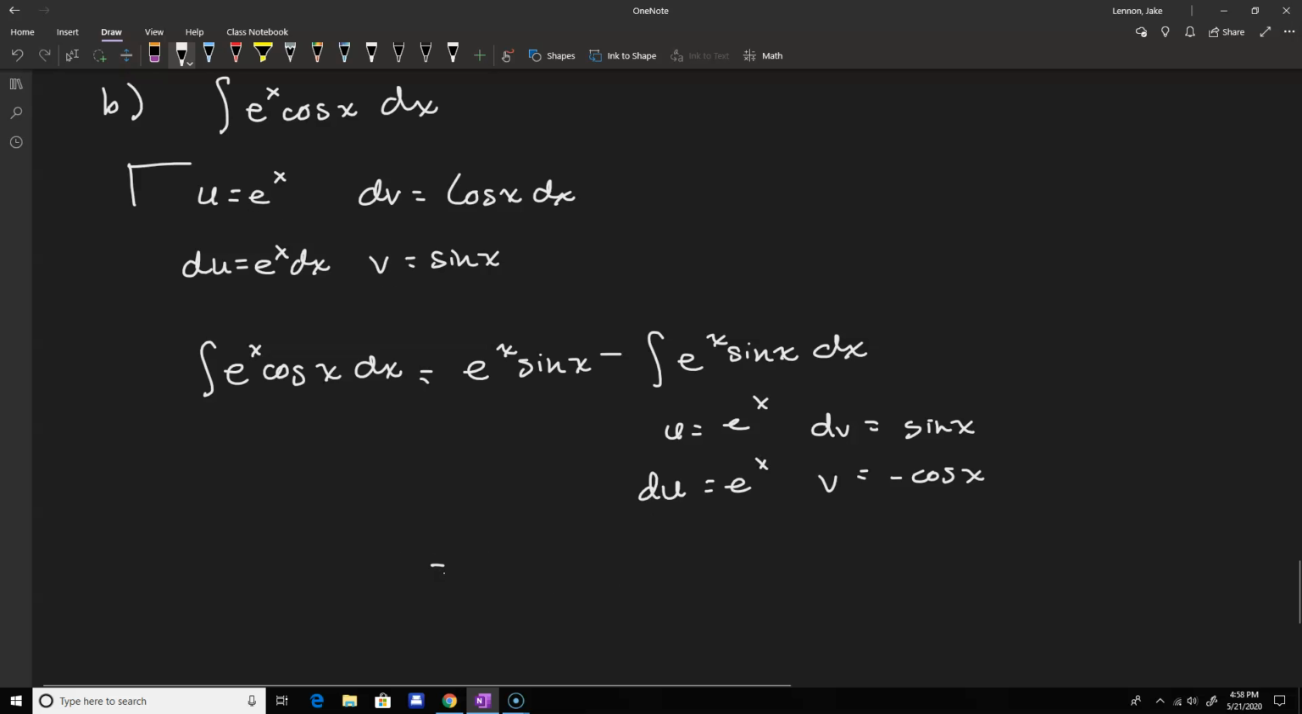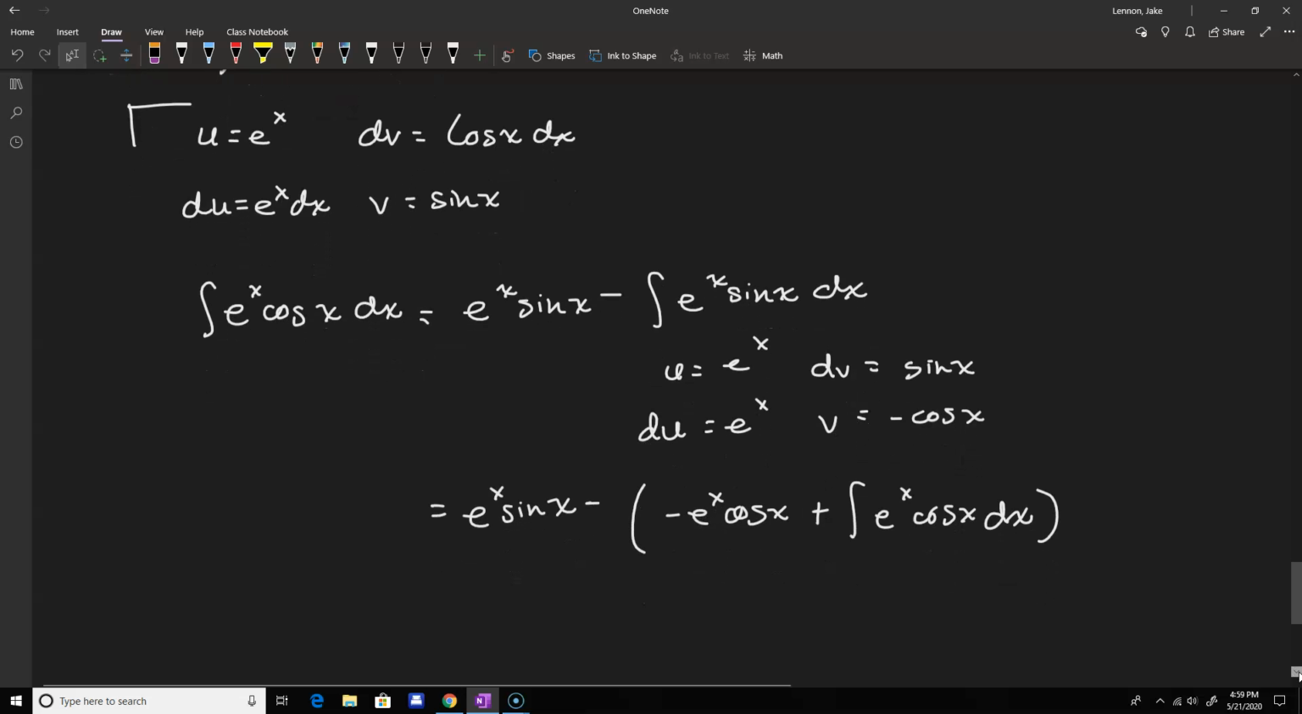So what do we get? Now we get e to the x sine of x, just bringing that down, and then I'm subtracting uv, which is minus e to the x cosine x, minus the integral of v times du. I have another negative sign coming in here, so now it becomes a plus integral of e to the x cosine of x dx. All right, so we are hitting the home stretch.